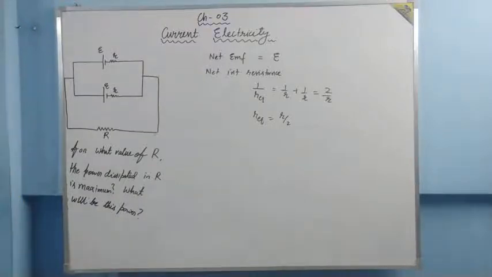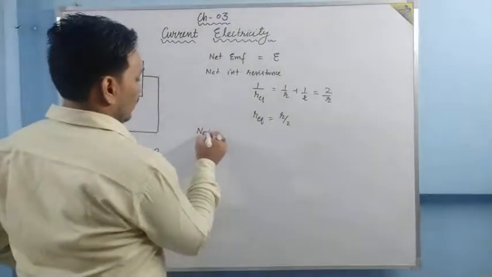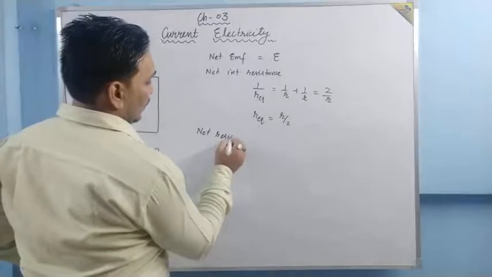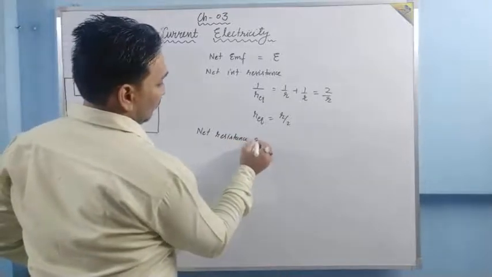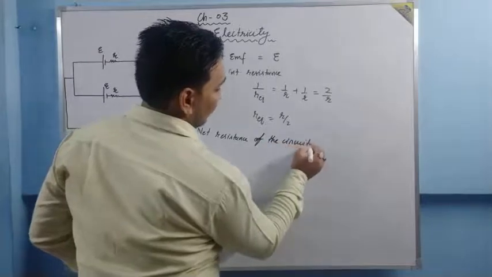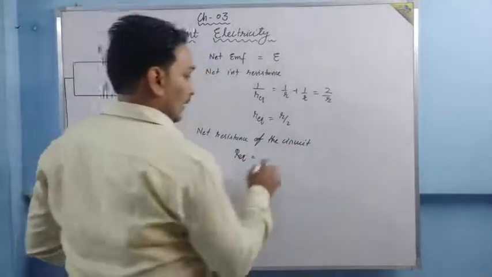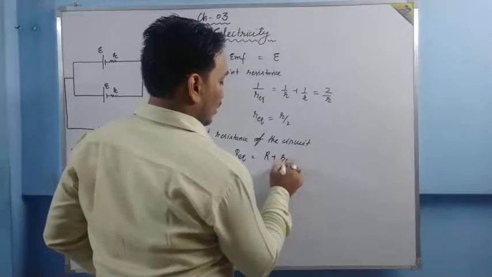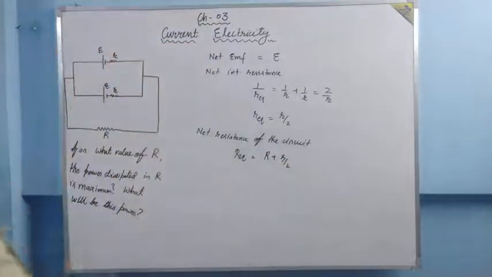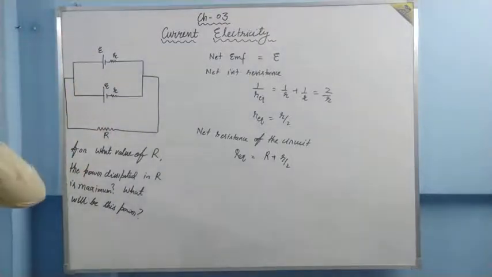Okay. What is the net resistance of the circuit? Net resistance of the circuit, R equivalent is equal to what? To capital R plus small r by 2. This resistance will be in the series combination of this resistance. So R equivalent will be what? Capital R plus r by 2.